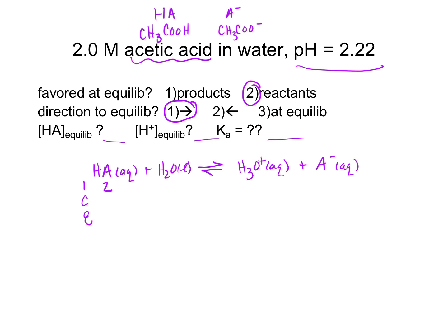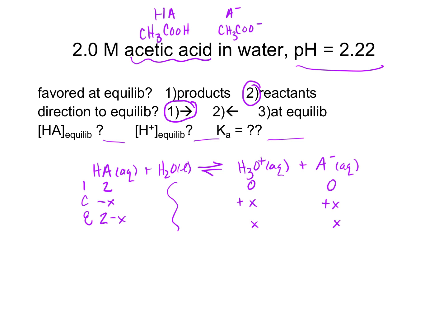So I know that this is 2. I know that these are 0. I know that this is going to subtract. Nobody cares about the water. I'm going to add over here. And I get a 2 minus x, an x, and an x. Well, great. I don't have a Ka. I know that HA at equilibrium is 2 minus x. But I don't have anything else to plug in.